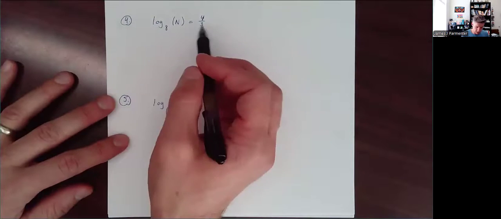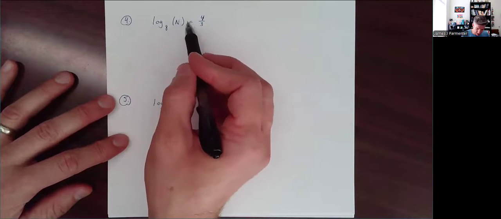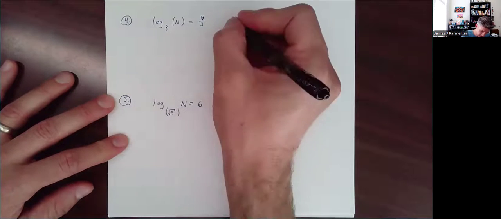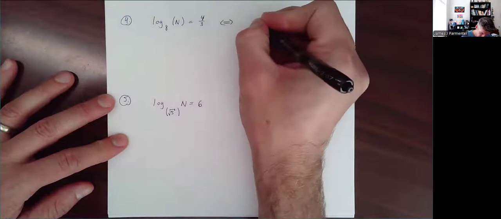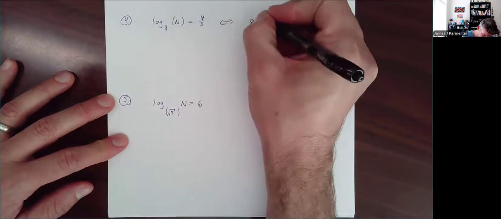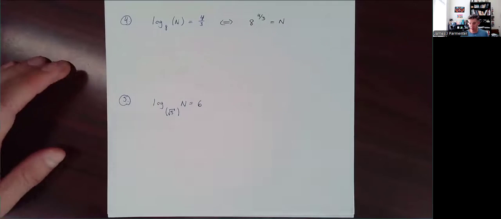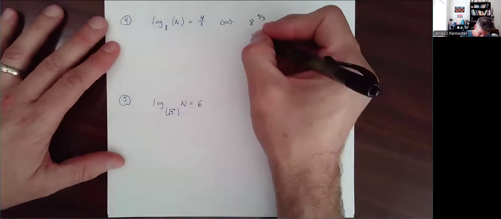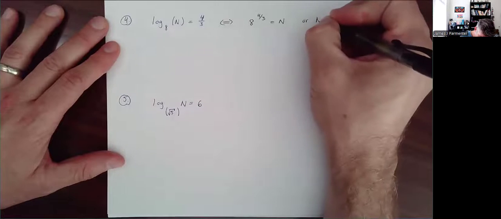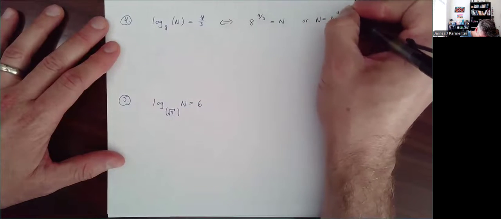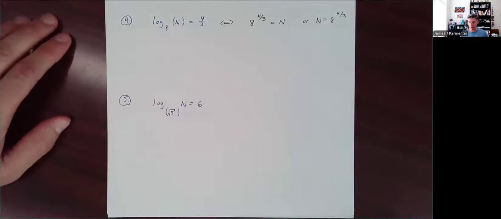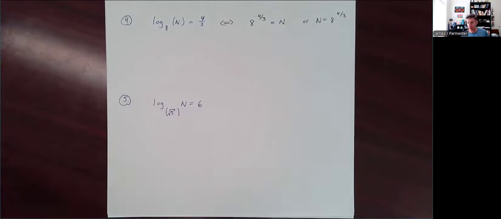So I would read this as log base 8 of n equals 4/3. I'm going to rewrite this as the base 8 raised to the power of 4/3 is equal to n. You could also put the n on the left-hand side. It doesn't matter, right? I could also just as easily write it as n equal to 8 to the 4/3. I know that might feel better to some people because we like to write the unknown thing we're solving for on the left-hand side.